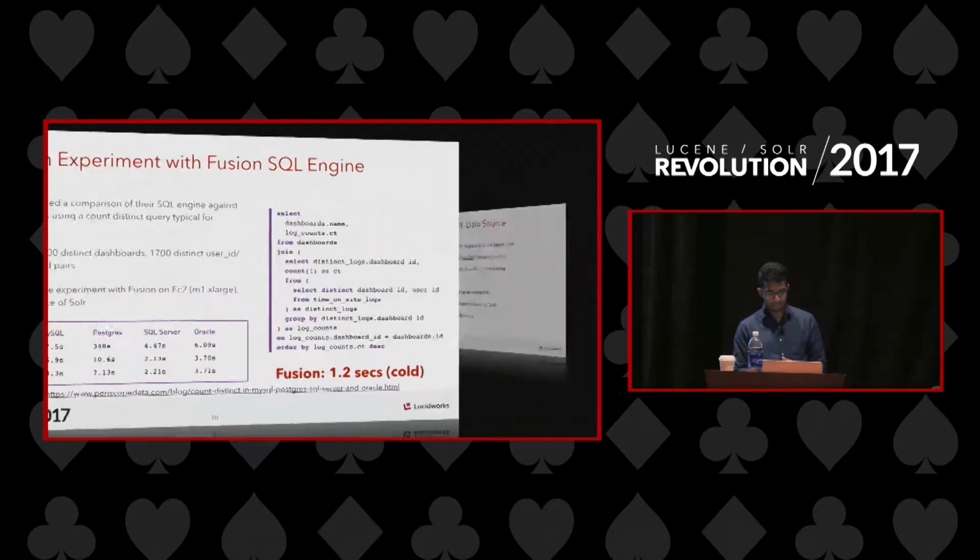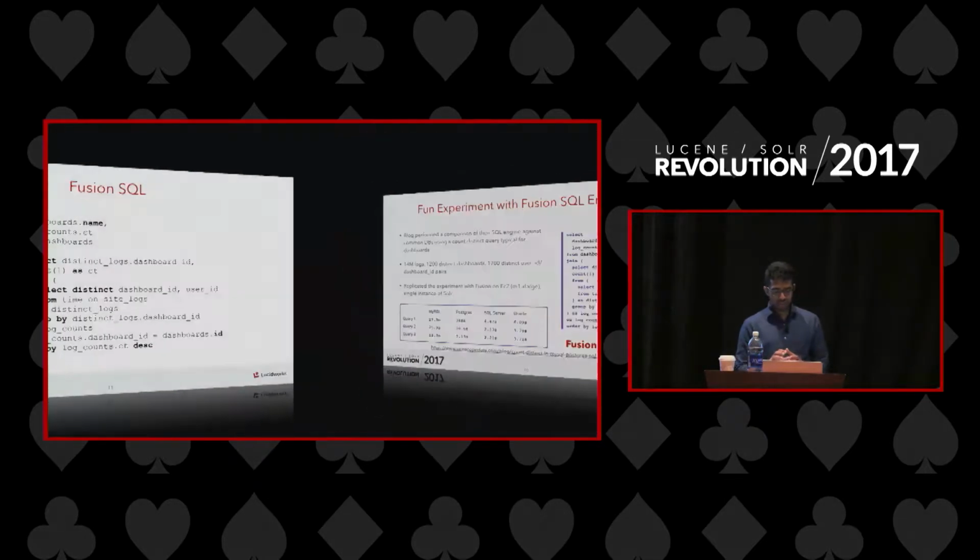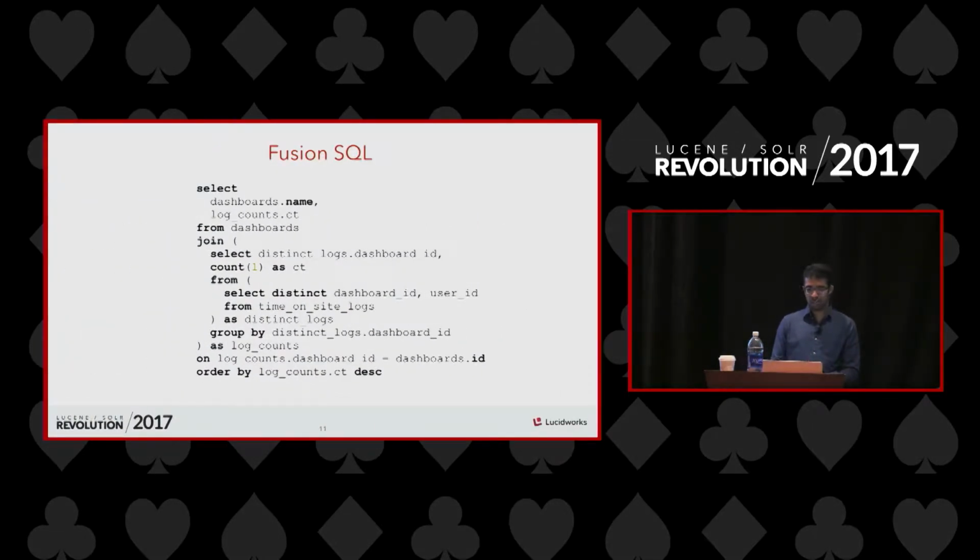So let's come back to this experiment here. What did Fusion SQL do that made it execute this query so fast? If we take just this query in general, it is doing a join across two tables. From the logs table, it is getting the distinct queries by doing a group by on the dashboard ID. And then it's doing the join across.